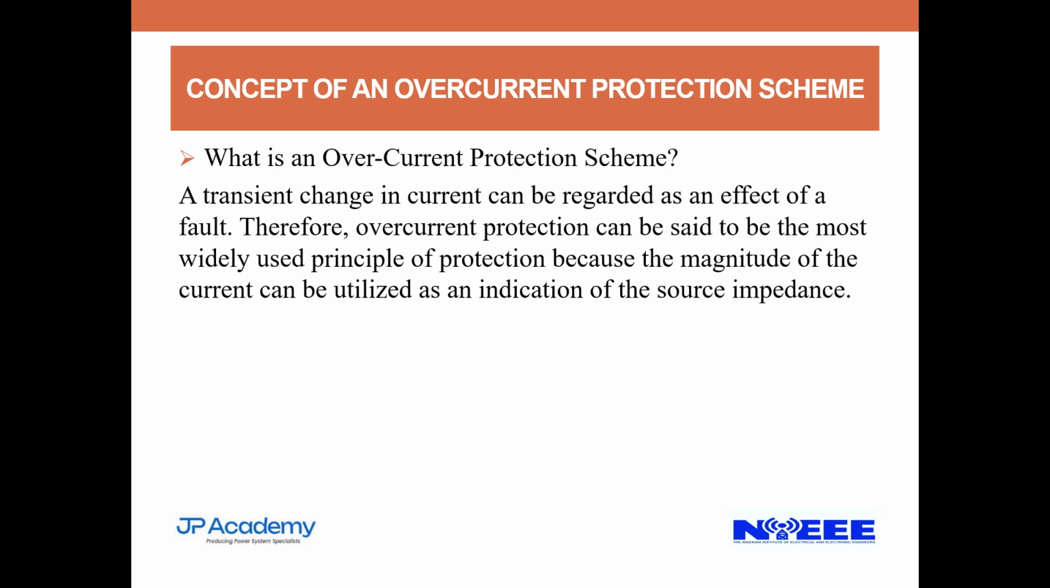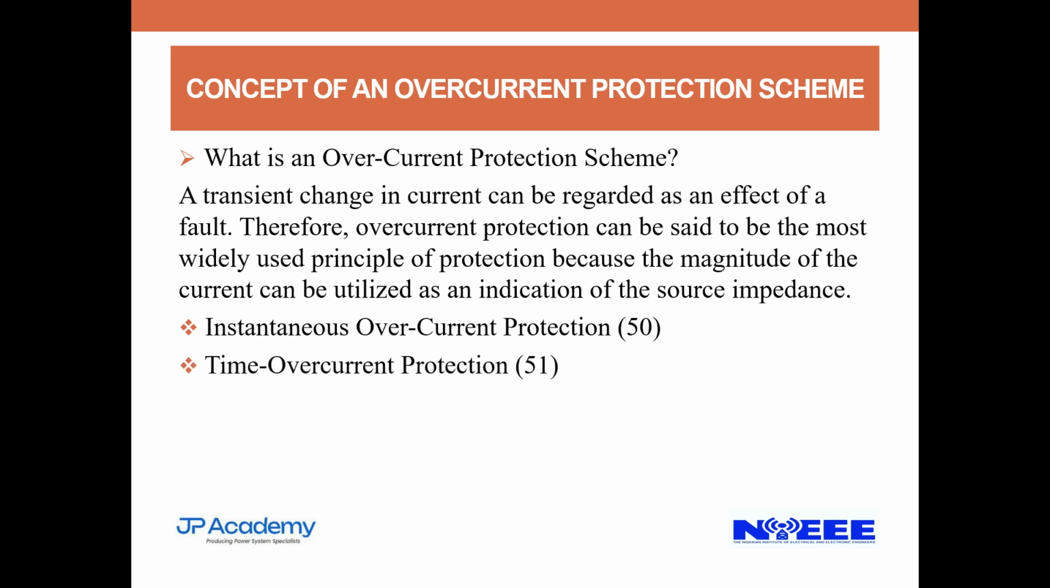Now, when we say overcurrent protection scheme, we have basically two types. The first is the instantaneous overcurrent protection scheme, and its code is 50. While the second is the time overcurrent protection scheme, and its code is 51. So usually, people call overcurrent protection scheme 50/51. We can add an N for earth fault. Now, 50 is instantaneous protection, 51 is time overcurrent protection.